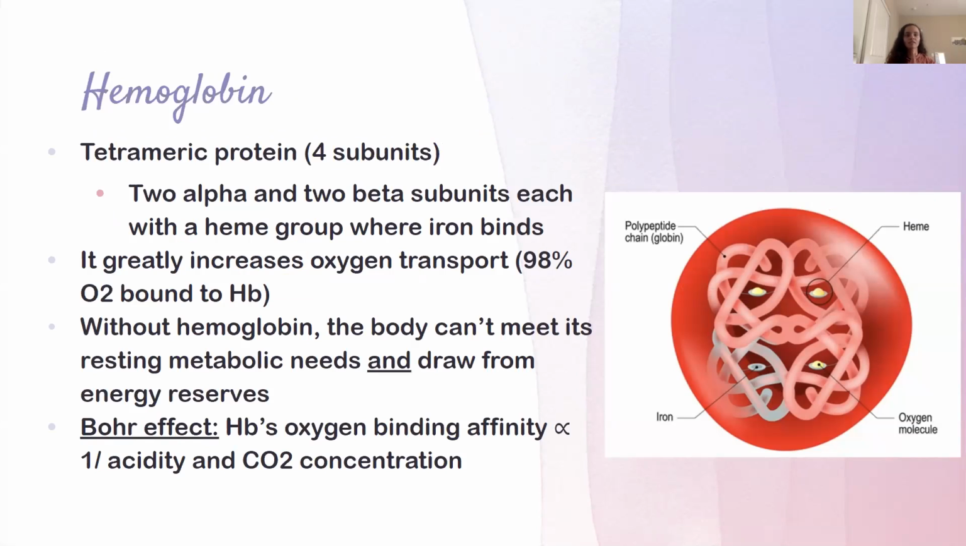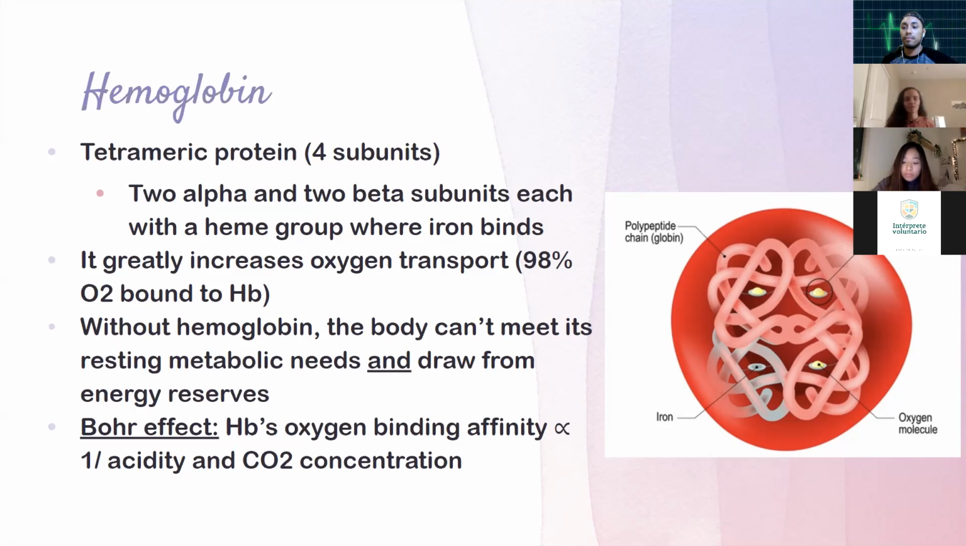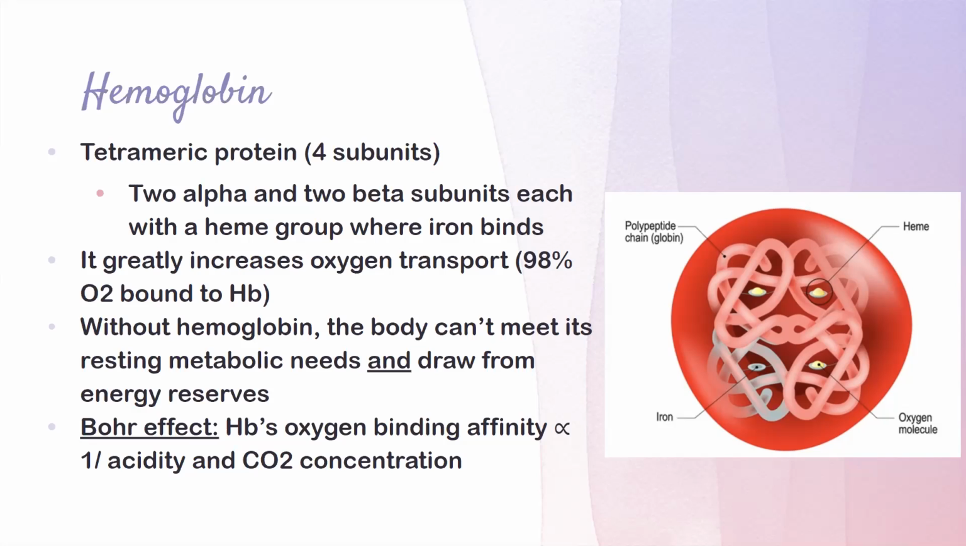So hemoglobin greatly increases oxygen transport. Like I said, 98% of oxygen is going to be bound to hemoglobin because, like we said, oxygen is not very soluble in blood fluid, or just in the fluid in your body. So without hemoglobin, the body won't be able to meet its resting metabolic needs on top of drawing from its energy reserves. We talked about how without hemoglobin, we might be able to just barely meet our resting metabolic needs. But say, for example, you need to run away from someone that's attacking you, chances are you won't be able to do that without hemoglobin because you don't have enough energy to tap into those energy reserves, because your oxygen carrying capacity is way low, right?